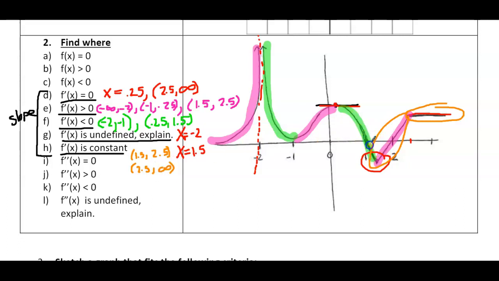Now right here might be a constant slope, but that looks like it's part of this parabola, so I'm going to say no, that's not a straight line, but this definitely looks like a straight line here, and this looks like a straight line, and that will make you have a constant slope.